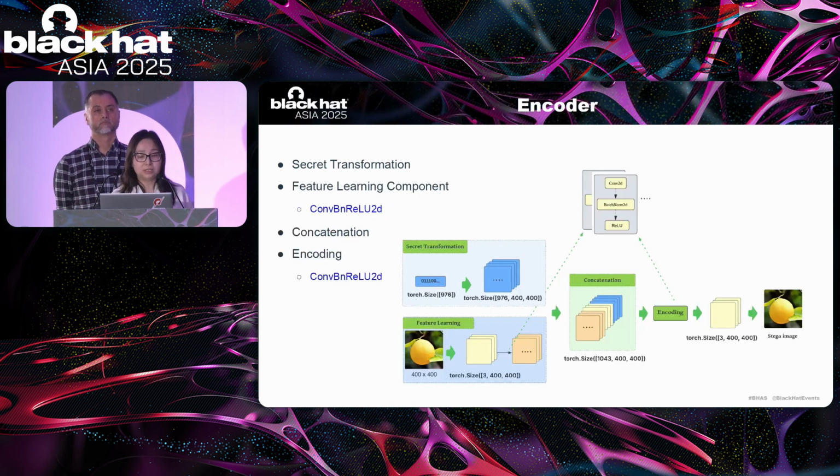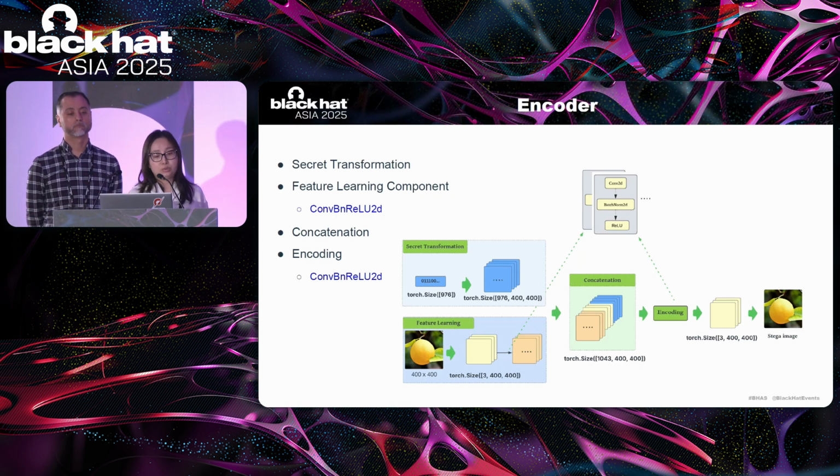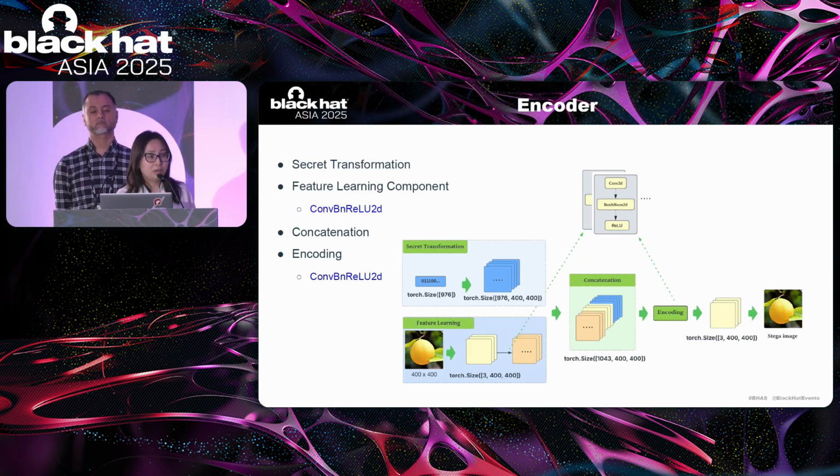Now we need to encode them. We have the image tensor and the secret tensor. Now we need to do several steps for encoding. First, we reshape the secret and repeat it into a tensor with the same dimensions as the image tensor. Now we need to do some feature learning on the image itself to learn the higher-level feature vector. After that, we concatenate the secret tensor, the higher-level feature vector of the image, and the image itself into a tensor for encoding purposes.